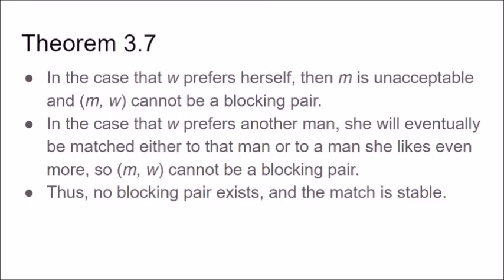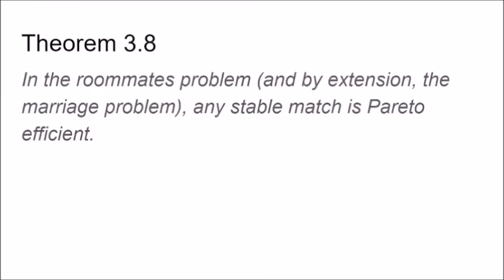In the case that W prefers another man, she will eventually be matched either to that man or to a man she likes even more, and thus MW cannot be a blocking pair. So in either case, there is no blocking pair. Thus, no blocking pair exists, and the match is stable. So we can prove that the match selected by the man proposing DA algorithm is stable. It is also worth noting that this allocation is efficient.